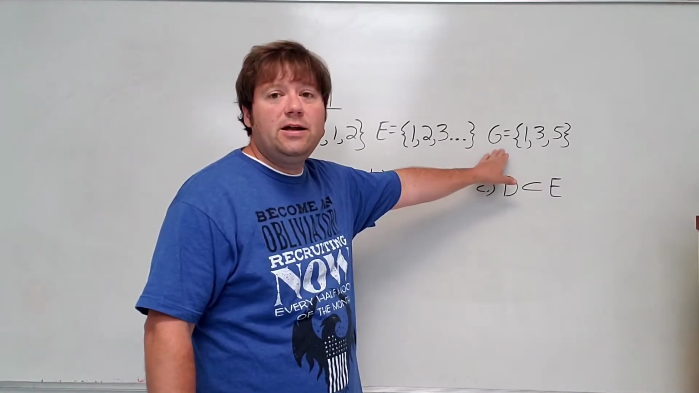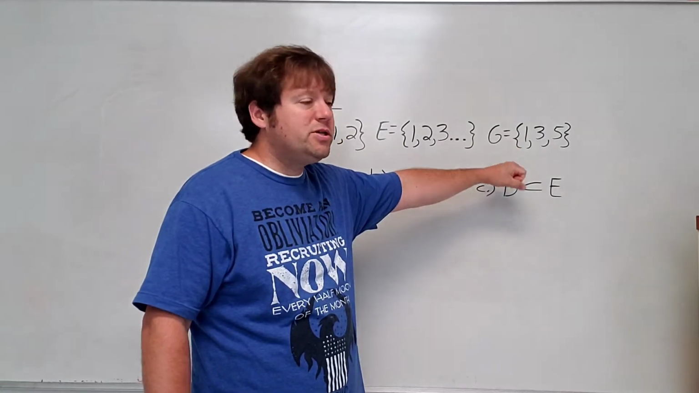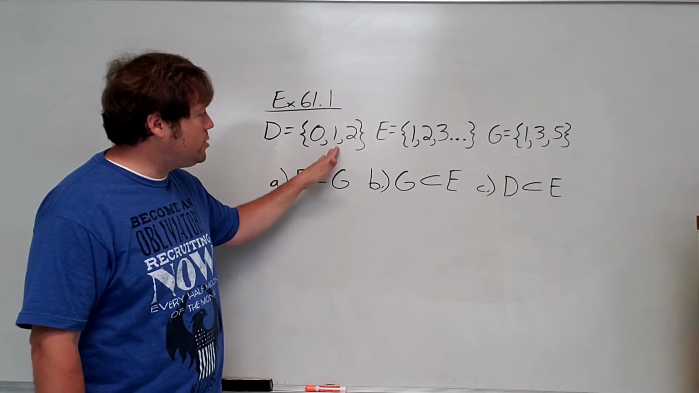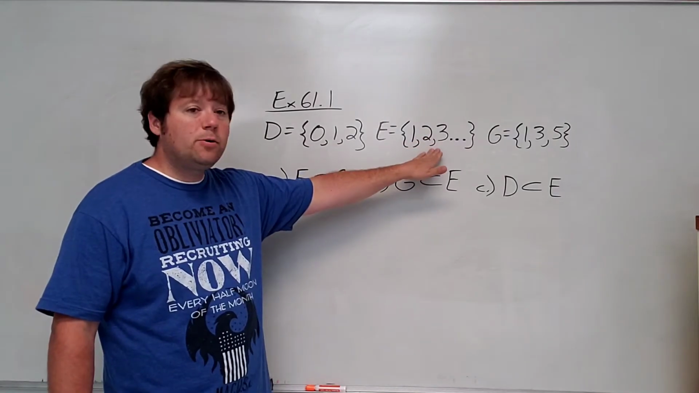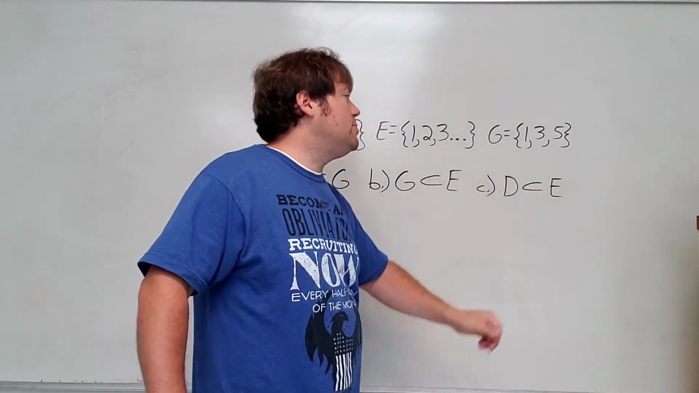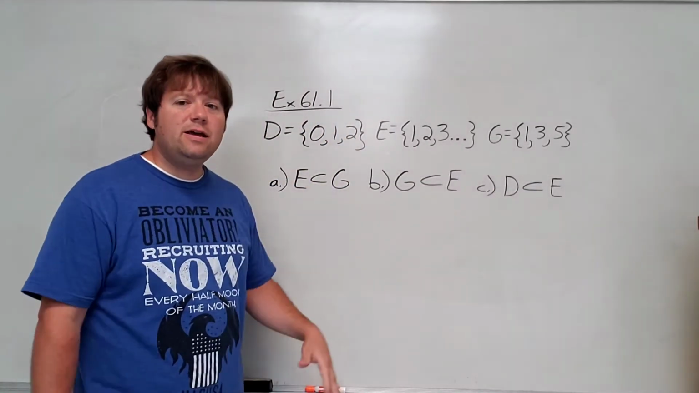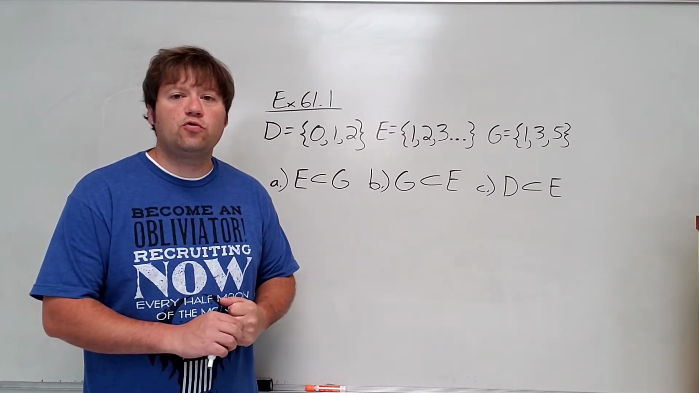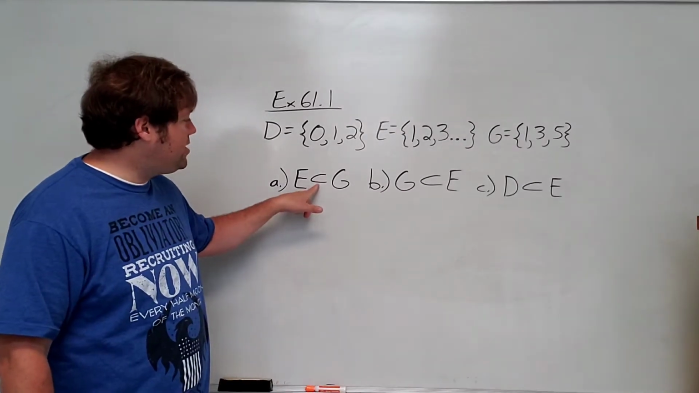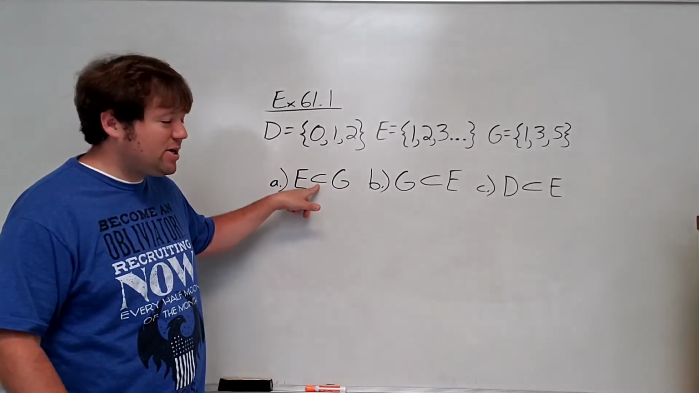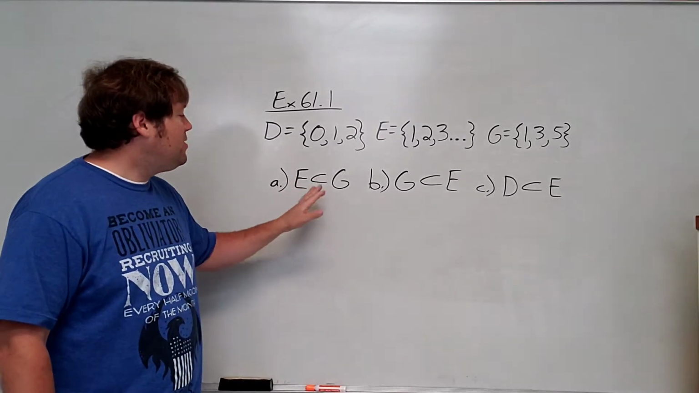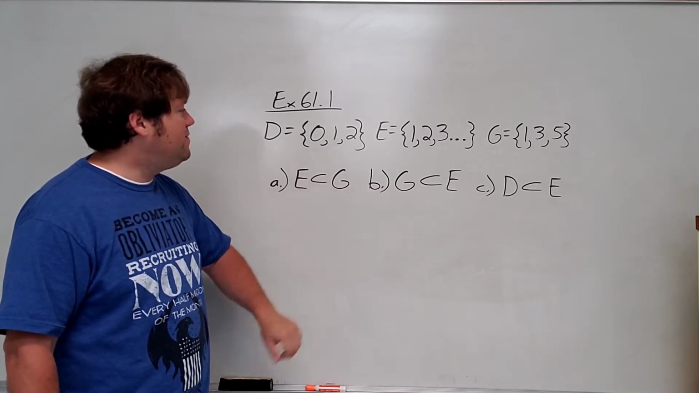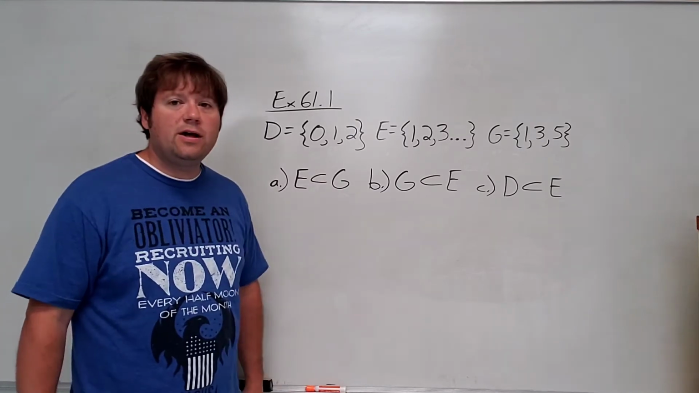And then G is another limited group. It only has 3 numbers in it. It is 1, 3, and 5. So they specify for us these numbers are in set D, these numbers are in set E, and these numbers are in set G. And then they give us a list of 3 statements, and they want us to tell whether these statements are true or false. Now, this weird little symbol here, which kind of looks like a sideways U, this just means that this first thing is a member of this second thing, and we are saying whether or not this is true.